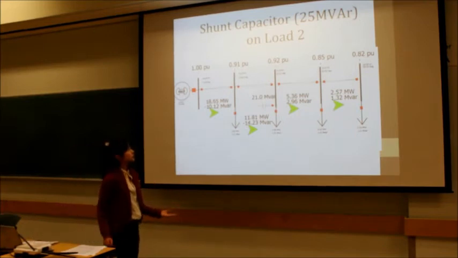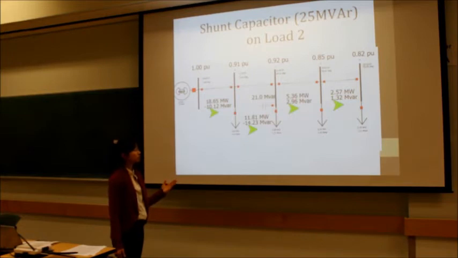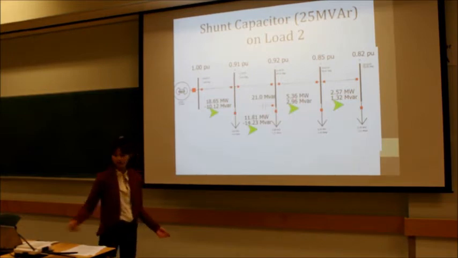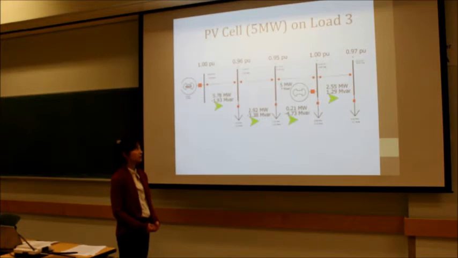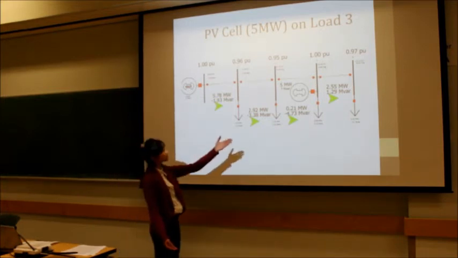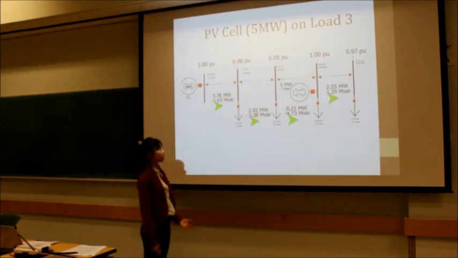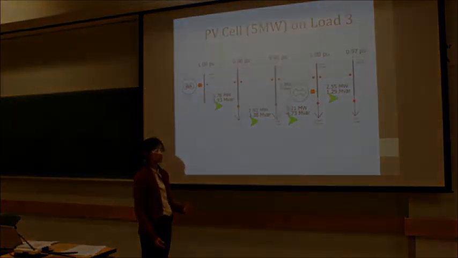Installing a shunt capacitor of 25 megavars on load 2 has improved the voltage profile drastically, with a dip of only 0.82 per unit on the last load. More interestingly is the case study of the photovoltaic cell of only 5 megawatts real power installed on load 3. We can see that none of the 4 loads dip below 0.95 per unit, which has maintained the voltage profile.